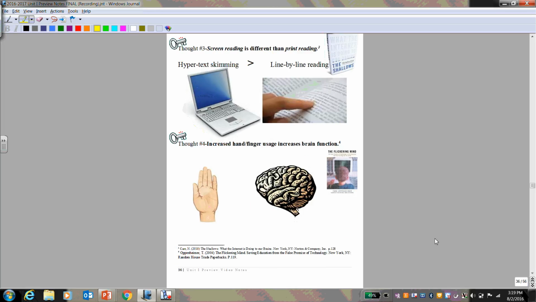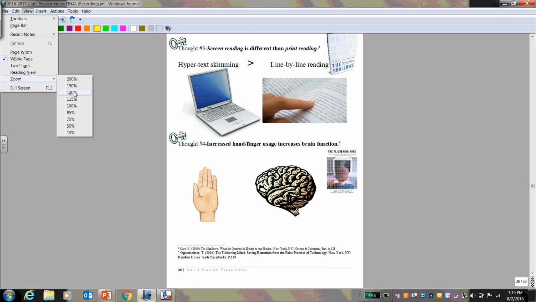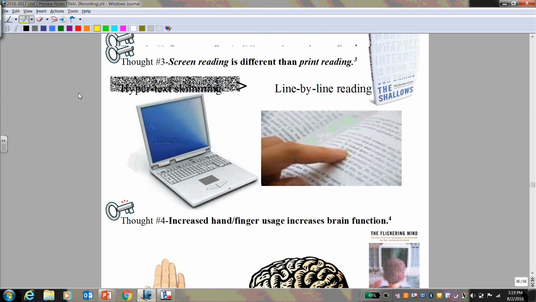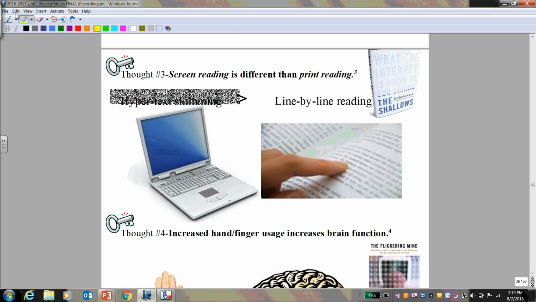Key thought number three, super, super, super important. You've never heard this before. It is very critical you understand this. And once again, you can look this up in the book called Into the Shallows. Screen reading, reading on a screen, is different than reading physically in a textbook, a note card, or on paper.